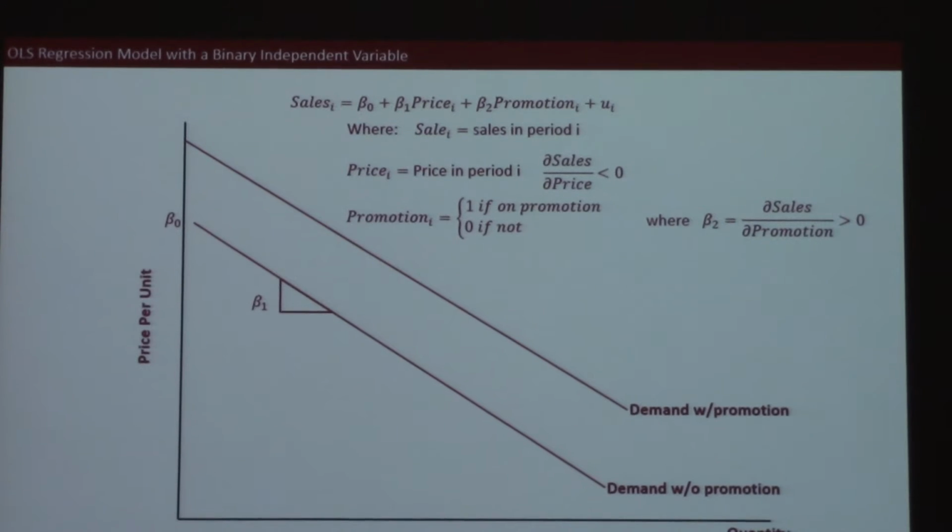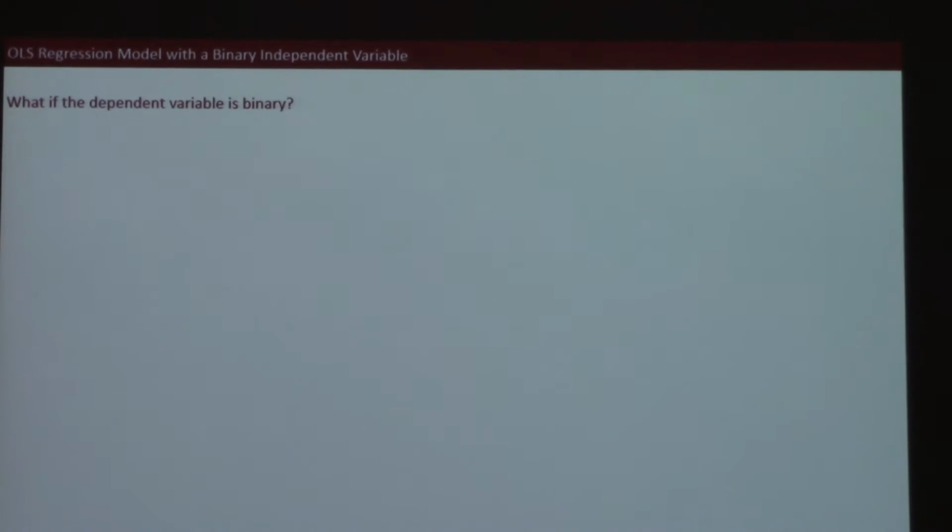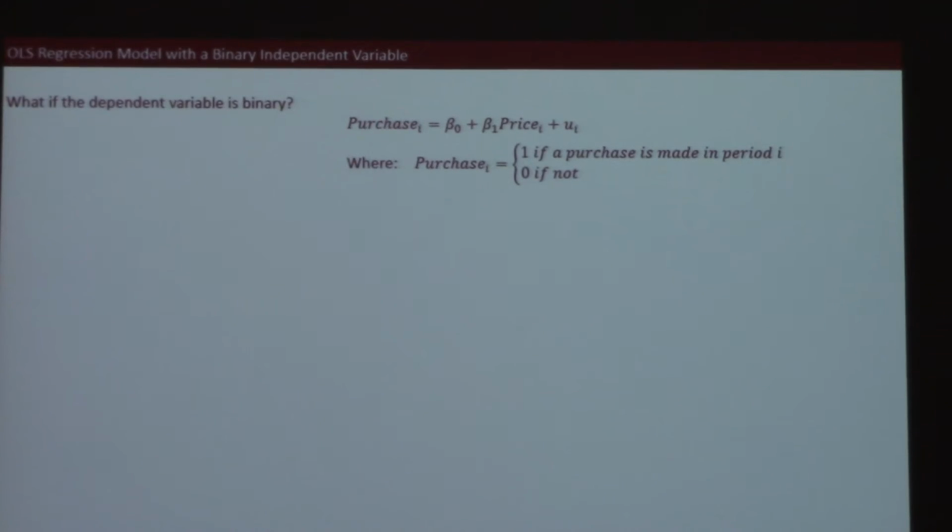What we haven't done is looked at a situation where the dependent variable itself is a binary. Now we don't have a quantitative variable in terms of how much we purchase, but now we have a 0, 1 on whether or not you purchase.